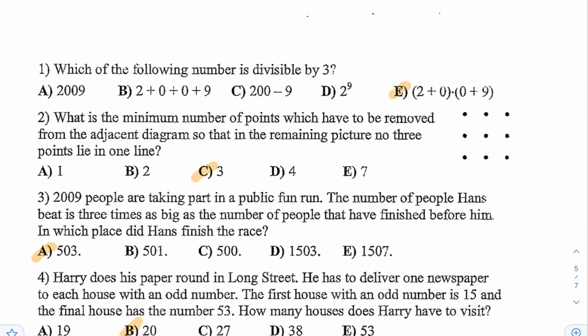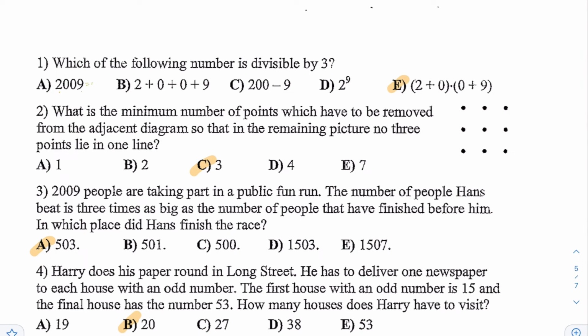Next, for number 1, which of the following numbers is divisible by 3? So divisibility by 3, just add the digits. So 2 plus 9 is equal to 11. That's not divisible by 3. Here, this is 11, which is not divisible by 3. 200 minus 9 is 191. And here, 1 plus 9 plus 1 is equal to 11, which is not divisible by 3. 2 raised to 9 doesn't have any 3's in there, so that's not right. Whereas for E, you have 2 plus 0, which is 2, times 0 plus 9, which is 9. That's 18. 18 is a multiple of 3. So the answer is E.